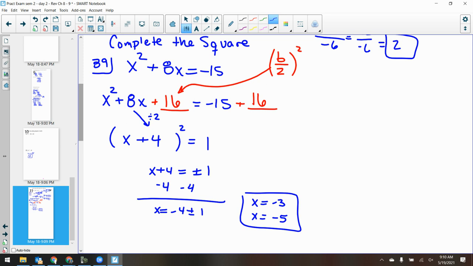Then you combine like terms on the right side, and then you factor down the left side. Remember that you don't even have to perform the factoring. It will always just be b over 2 in there. You square root the opposite side. Square root 1, you get 1, plus or minus in front of it. And then subtract over the 4, you get negative 4 plus or minus 1. Which means negative 4 plus 1 is negative 3. Negative 4 minus 1 is negative 5. Good? All right. That's where we'll stop for today.